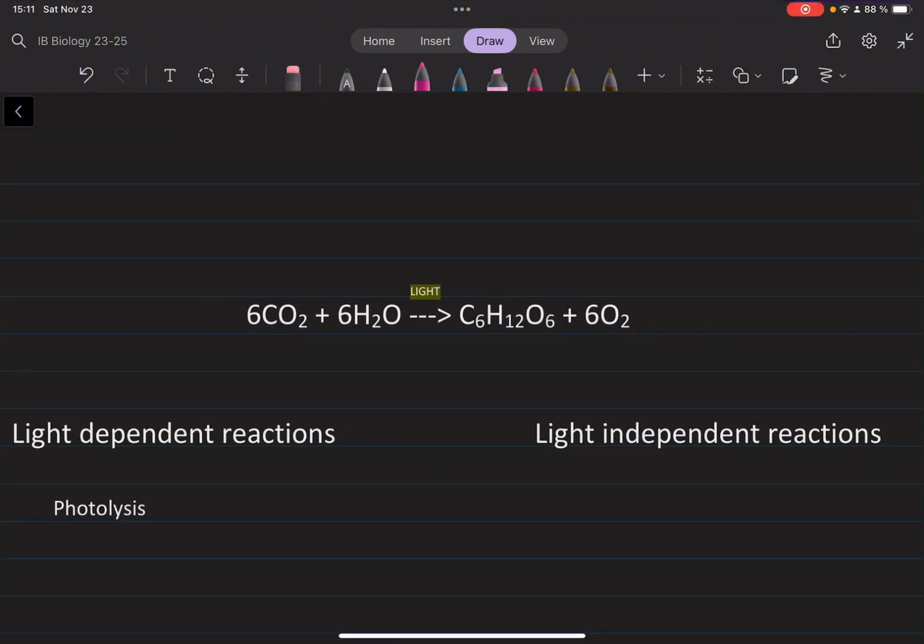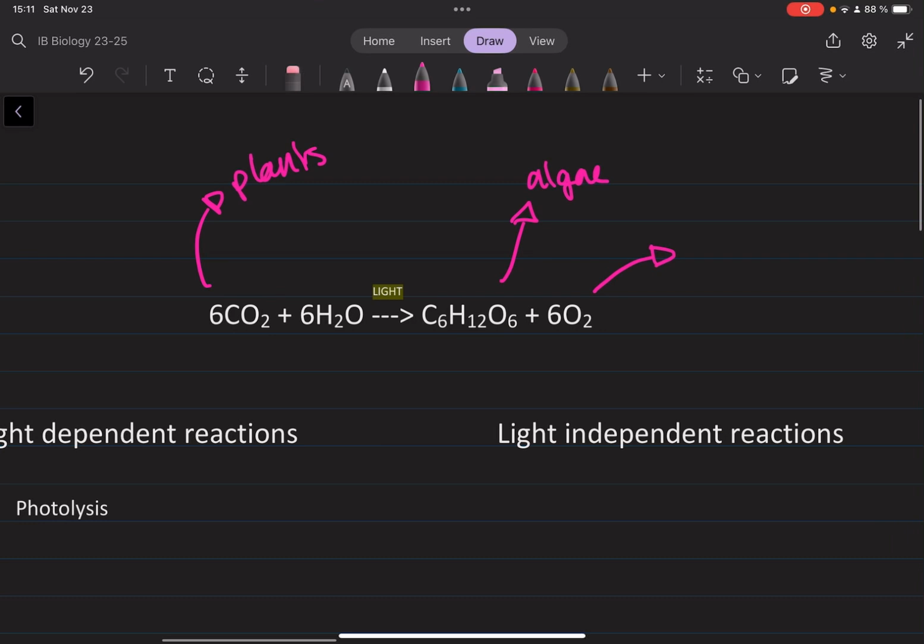So what organisms can photosynthesize? These organisms include plants, so trees, ferns, grass, flowers, things like that. But then you've got certain bacteria as well that can photosynthesize. And those are algae, just to name a few, which are found in the sea, and they were the first things to ever photosynthesize.